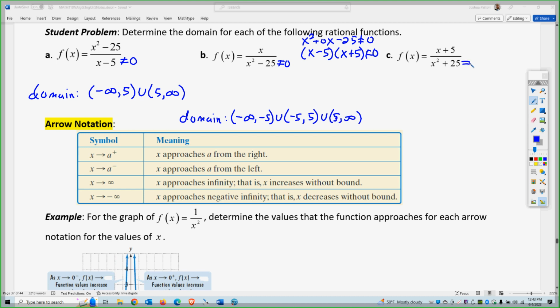Okay, so this one cannot equal 0, but no matter what you plug in there, you can never get a 0. Because if I solve that, I get x squared equals negative 25, or x equals plus or minus the square root of negative 25, which is plus or minus 5i. So there's no real answer that'll give you 0 down there. So basically there's no restriction.